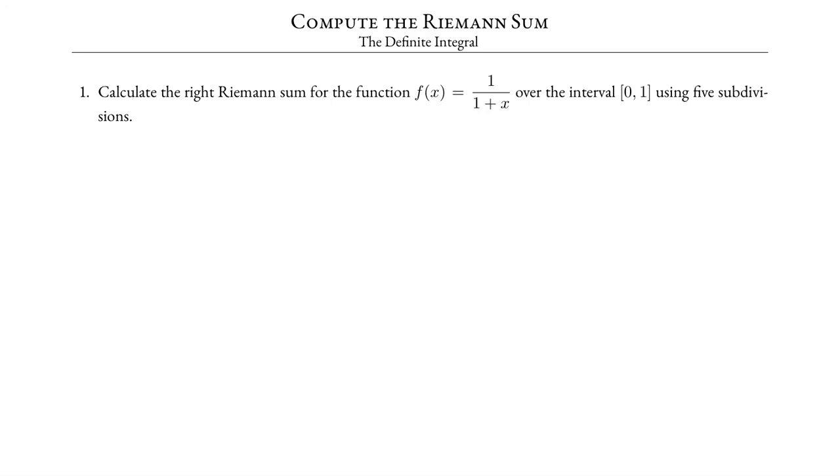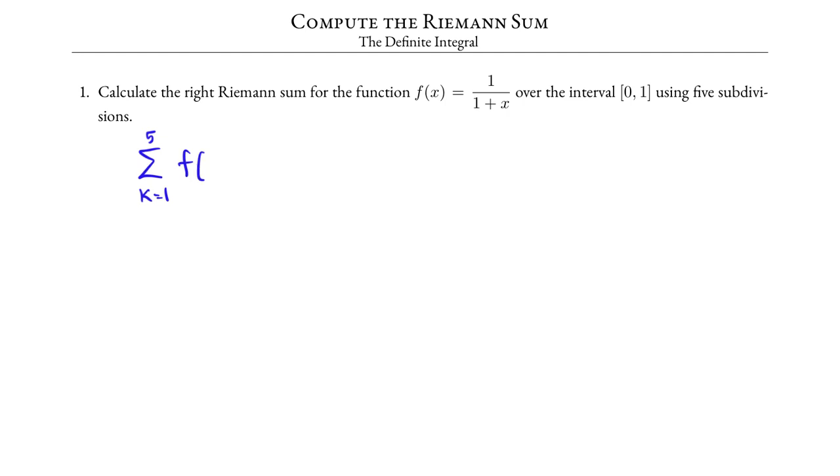Calculate the right Riemann sum for the function f of x equals 1 over 1 plus x over the interval 0, 1 using 5 subdivisions. For the Riemann sum, sigma notation, k goes from 1 to 5. There should be 5 terms: 1, 2, 3, 4, 5.